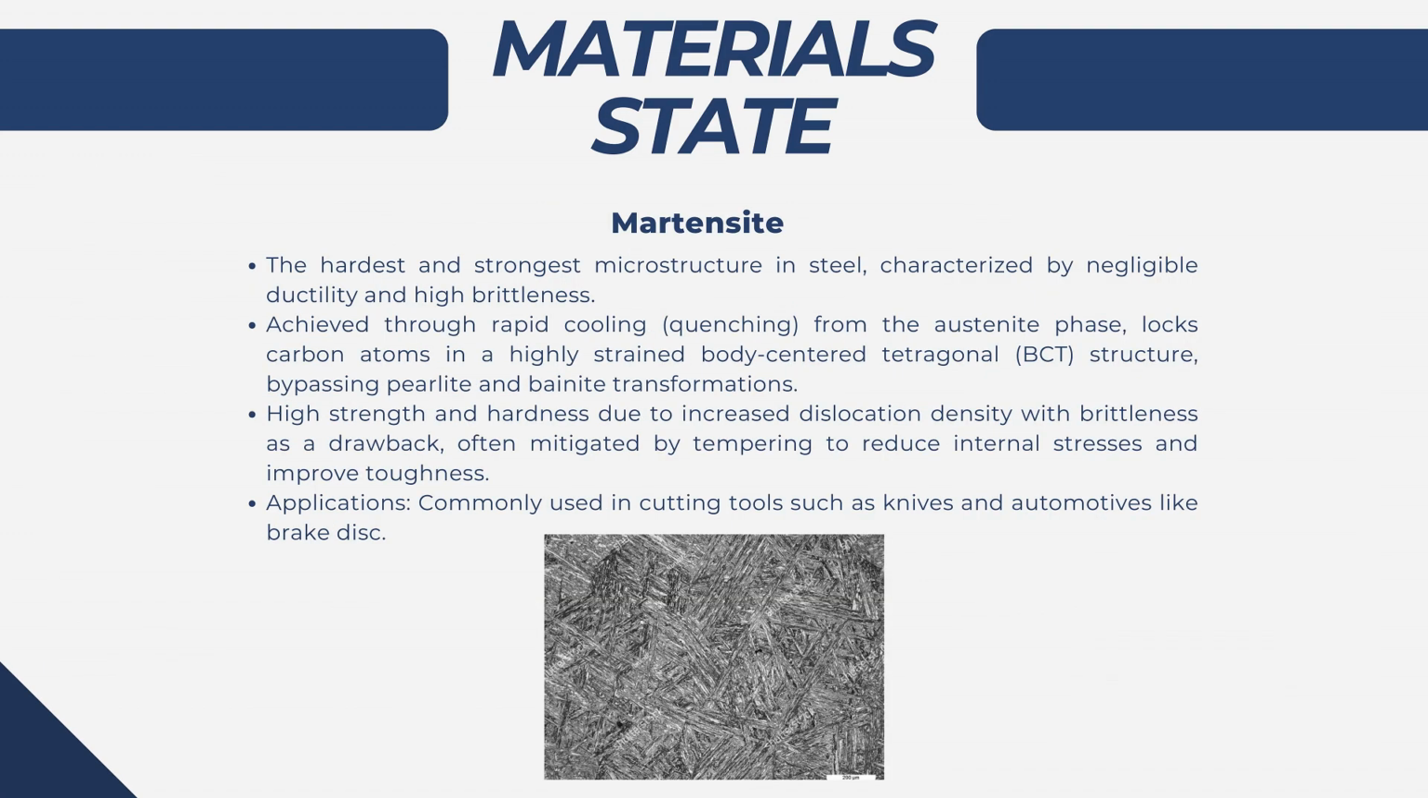Moving on to the last microstructure that we're going to be discussing today, martensite. Martensite is the hardest and the strongest microstructure in steel. However, it has negligible ductility and very high brittleness. As I mentioned before, martensite has a very high strength and high hardness value with a very high brittleness as a drawback. So tempering is usually used in order to reduce the internal stress and improve the toughness of martensite steel. Martensite metals are commonly used in cutting tools such as knives or even swords, or in automotive parts such as disc brakes.